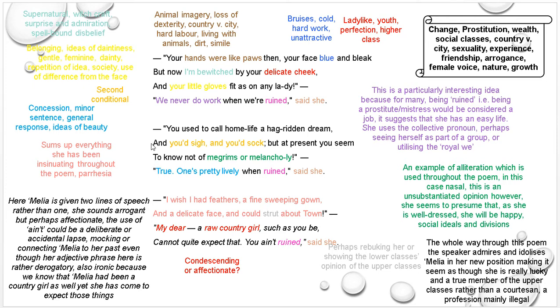You've also got in the next stanza an interesting line, which is "At present you seem to know not of megrims or melancholy." I've got this continuation of the splitting up of the last word on the third line of each stanza, emphasised again by the consonants. But they've only been talking for a few minutes, and the raw country girl sees this as enough to presume that she is never unhappy. And that links to the ideas of social ideals and divisions. The idea that the poor expect the rich to be very happy. And even though Amelia probably isn't rich, because she is well dressed, she is expected to be happy.